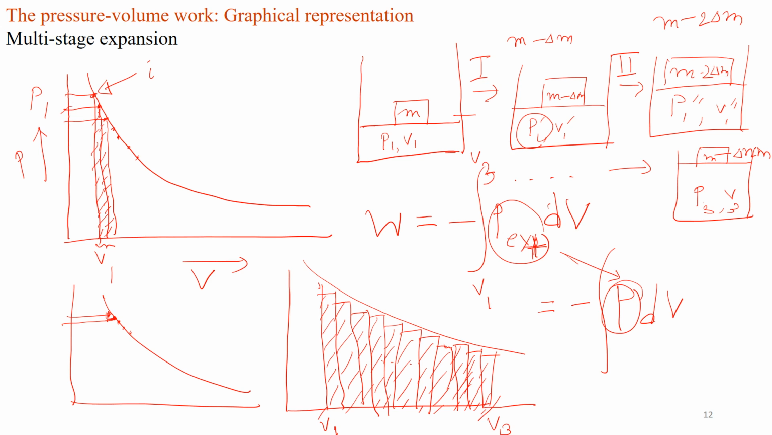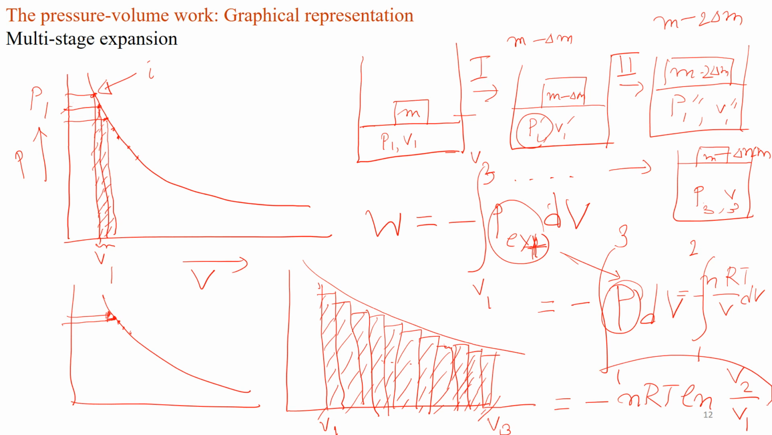P is nothing but nRT by V, because as long as it is following the ideal gas equation, we can write that and then integrate from stage 1 to stage 2, and the result is nothing but minus nRT natural log of V2 by V1. So you see a very nice thing here. This denotes the maximum work done by the system in an expansion work.